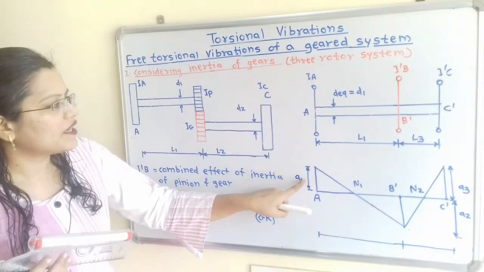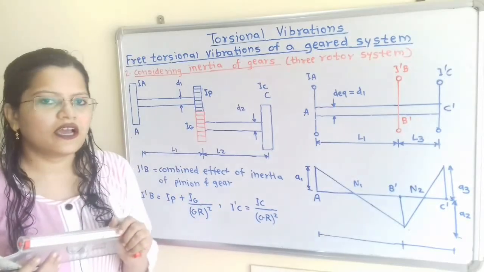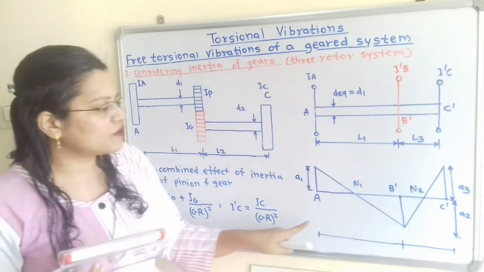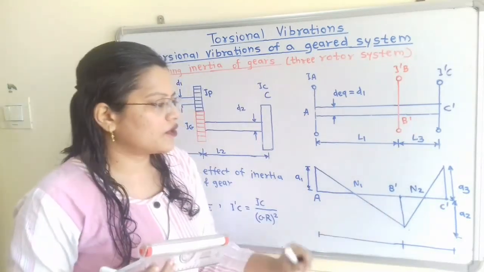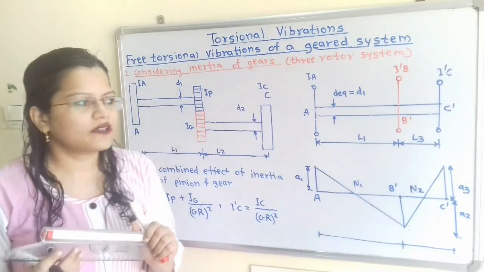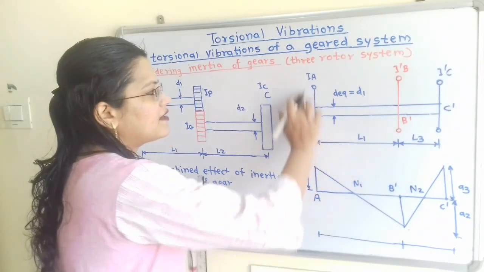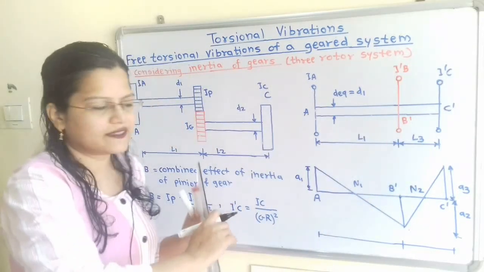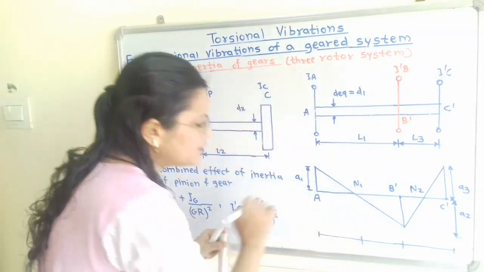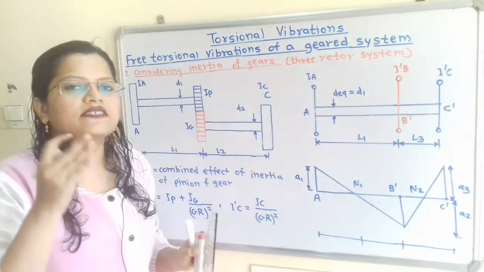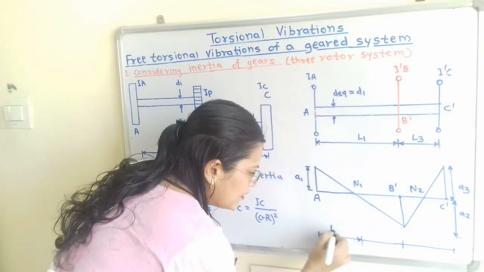If we observe, rotors A and C dash rotate in the same direction while B dash rotates in the opposite direction. Now how to show the length of the node point from rotor A and rotor C dash as well as from rotor B dash? We know that the equivalent length of the system is L1 plus L3. What is the distance of N1 from rotor A? That is known as LA, the distance of node point from rotor A.